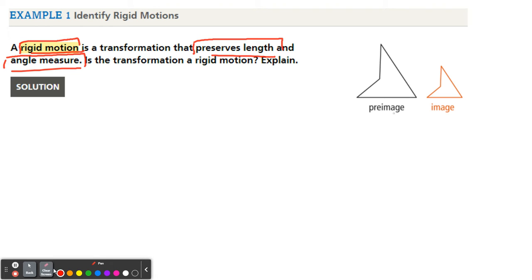If you look here, they're not exactly the same. Notice that the red image is shaped the same. If you look at the angle measures, these two angles are the same, these two angles are the same, but obviously the side lengths of this pre-image are a lot longer than the red image. So we're going to say no. The reason is length was not preserved.